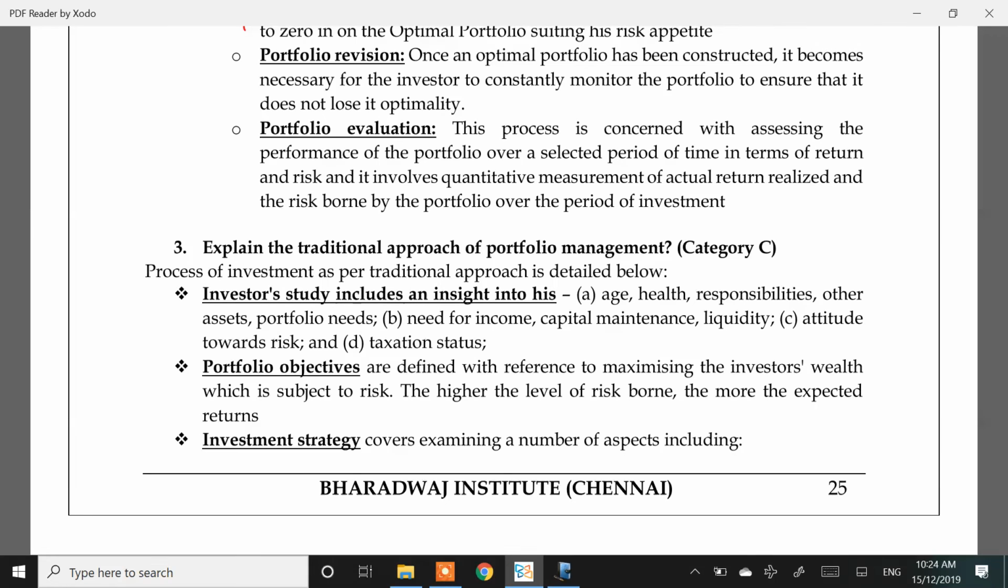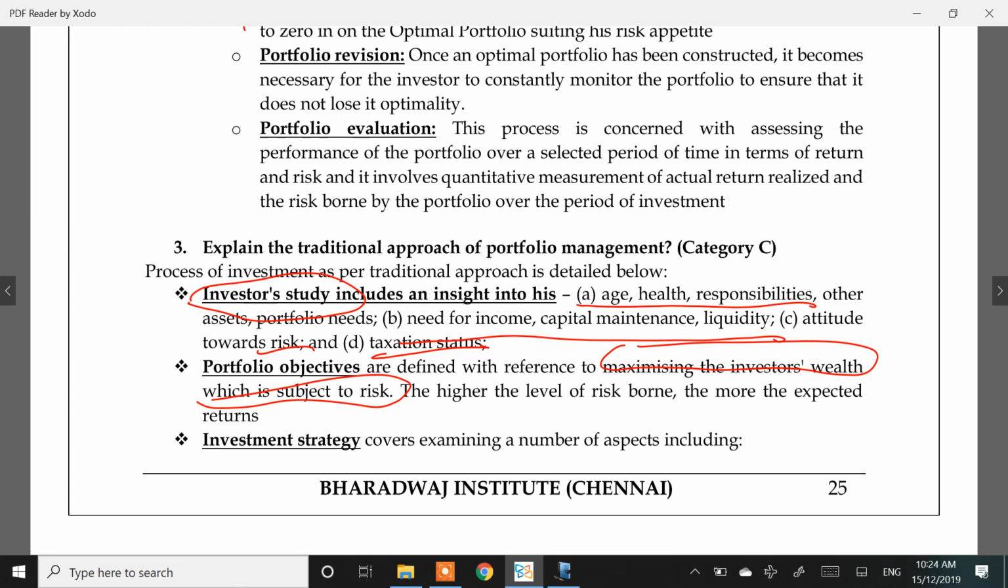Now, next is the traditional approach of portfolio management. What the traditional approach is, first analyze the investor. So investor study needs to be done. I will do it on his demographics, on his requirement, risk, taxation status. Once that is done, I will freeze on what are the objectives of the portfolio. So maximizing the investor's wealth, which is obviously subject to risk.